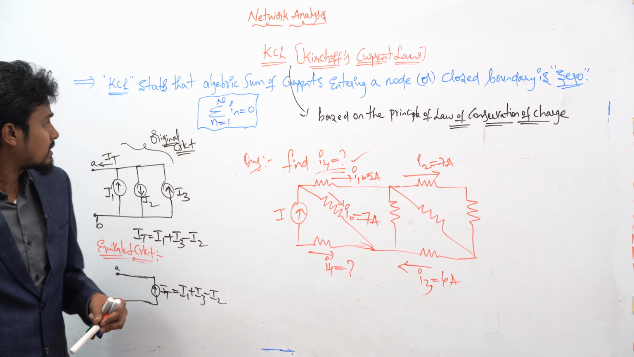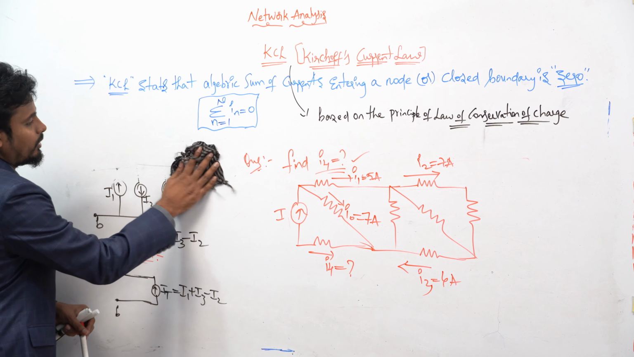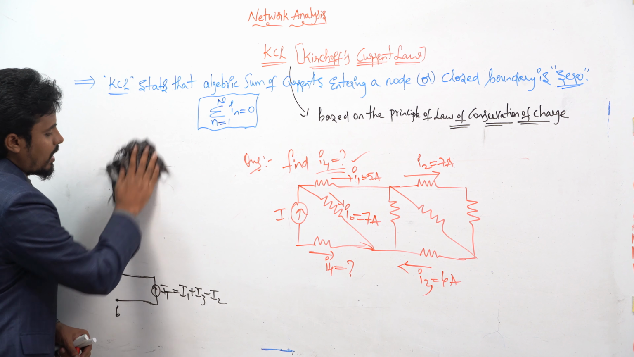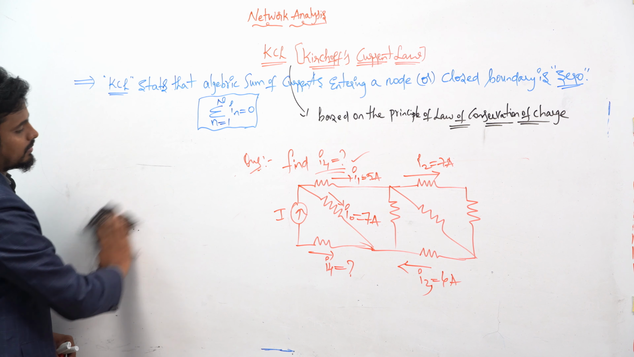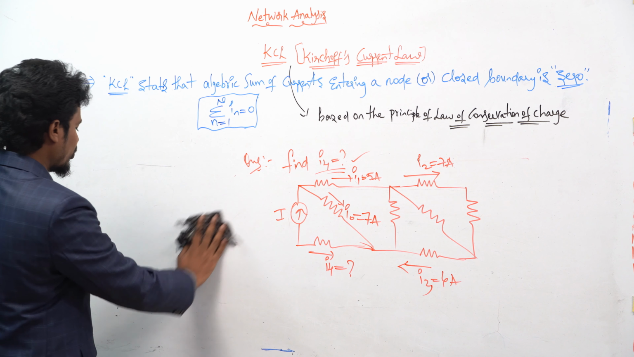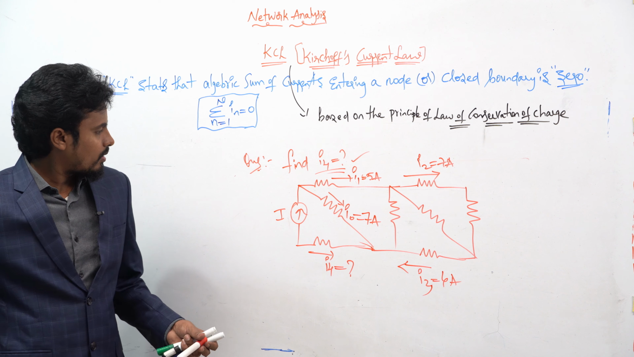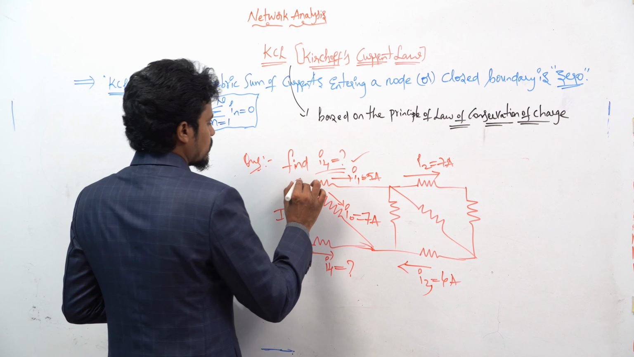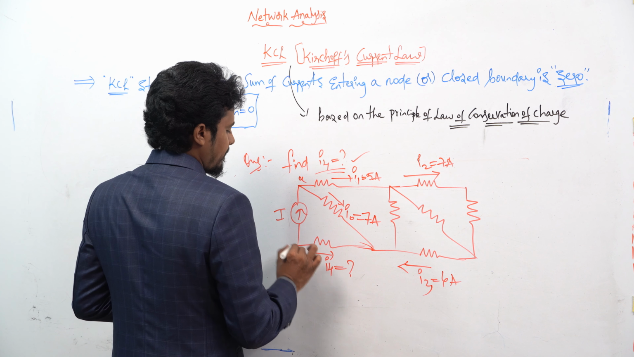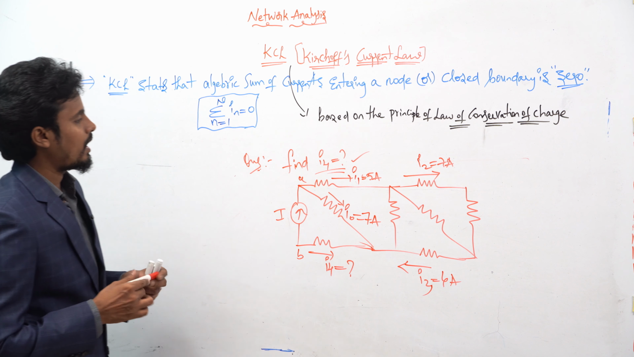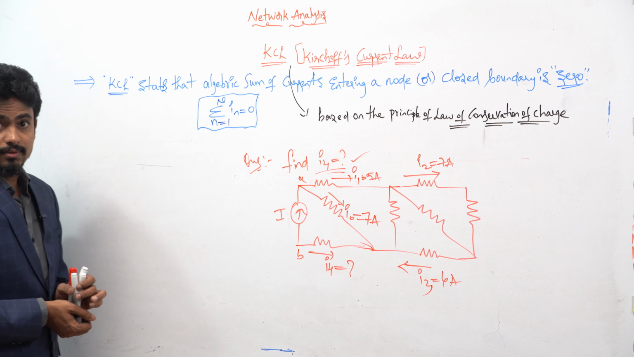They have asked you to find out your I4 current. What will happen? So this is a somewhat interesting question as well as a tricky question. Okay, they have given this as node A, and this is node B. Okay, how can you solve this?